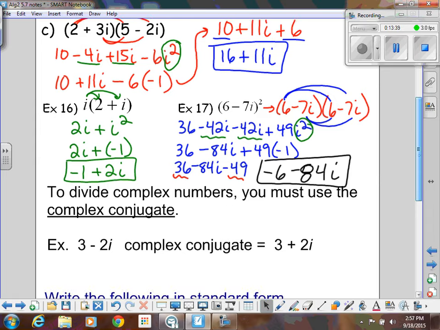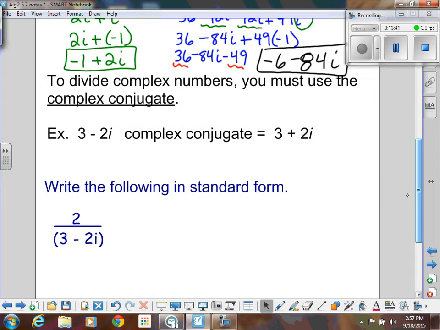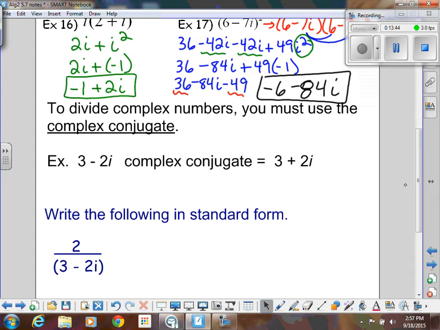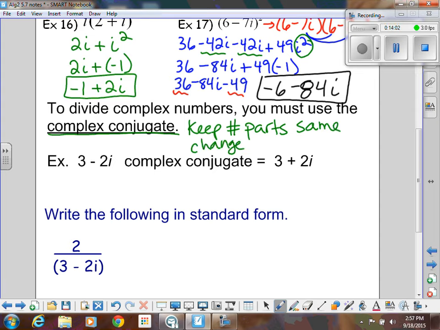Now our last examples are going to be dividing complex numbers. And when we divide complex numbers, we have this thing called a complex conjugate. All right, so complex conjugate, all that means is that you keep the number parts the same, but you're going to change the sign in between them. So for example, if I start with 3 minus 2i, the complex conjugate is equal to 3 plus 2i. So the 3 and the 2i stayed the same, but I changed the minus to a plus.